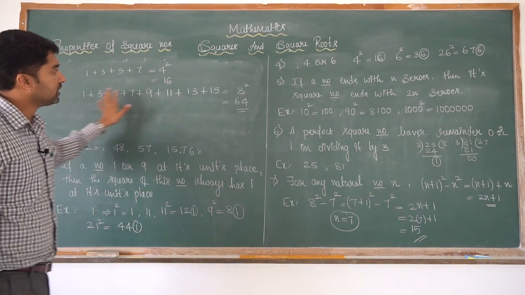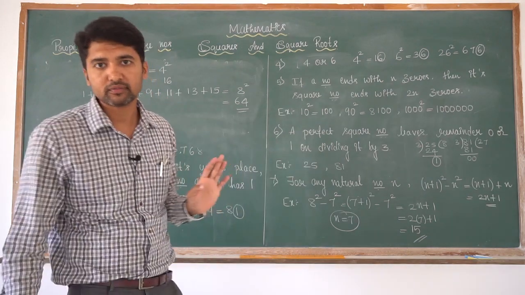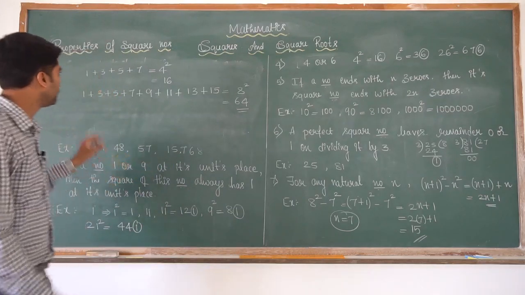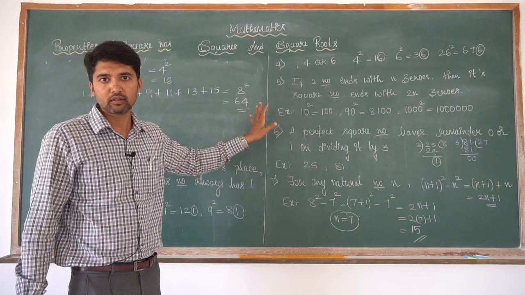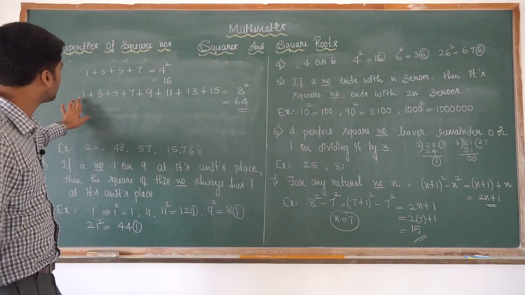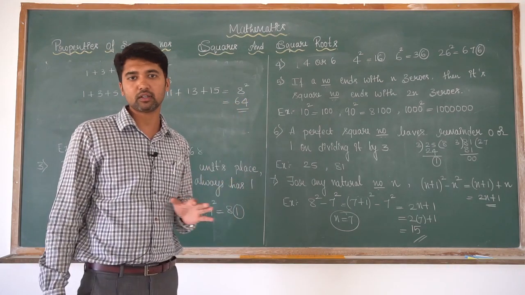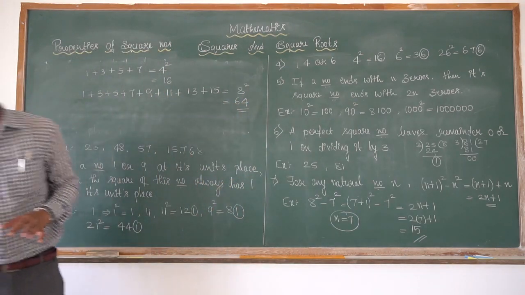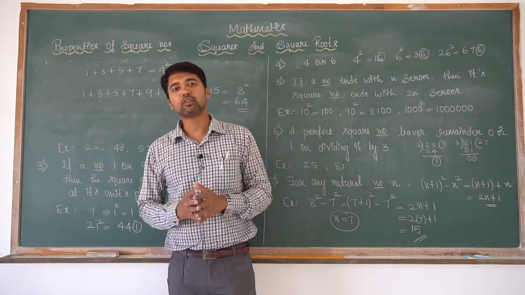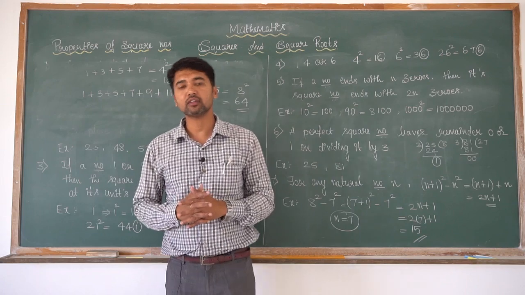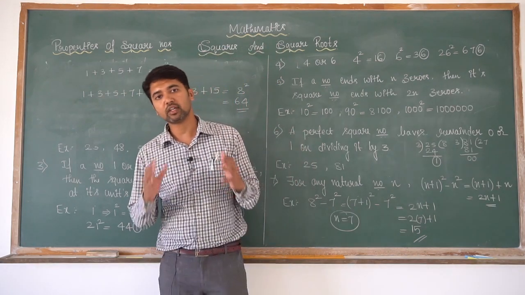The sum of the first n odd numbers will be equal to n square. Simple statement. The sum of the first n odd numbers will be equal to n square. Clear? So these are some of the properties that definitely help you simplify problems in the higher classes. So here ends the chapter Squares and Square Roots.